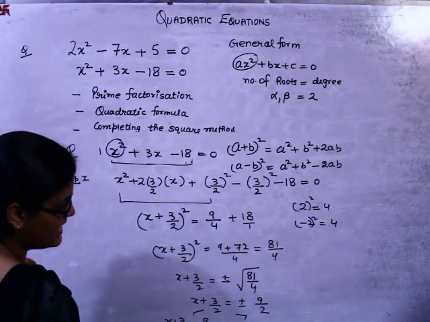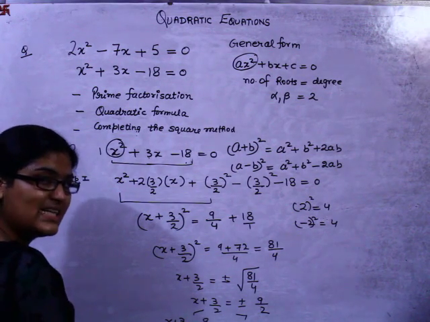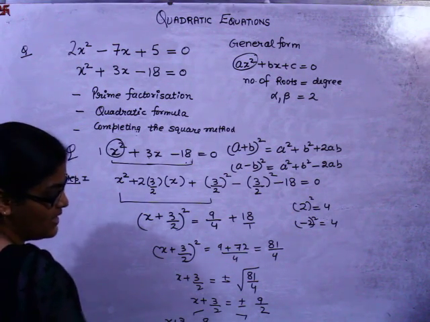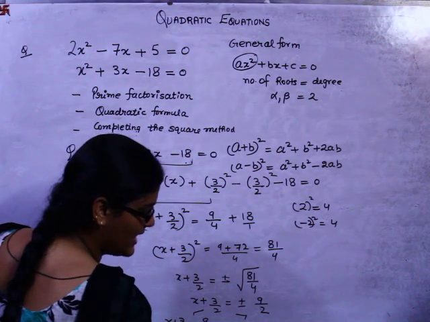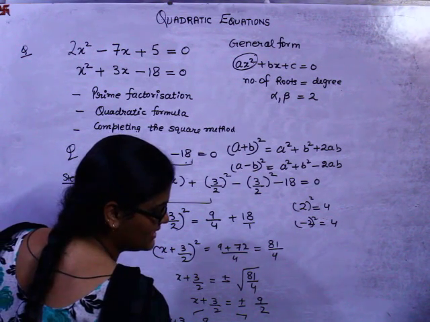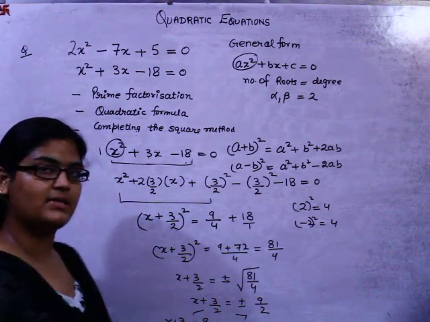So x is here 9 by 2 minus 3 by 2, 6 by 2, that is 3. And here x is minus 9 minus 3, that is minus 12 by 2, that is minus 6. So again we get the same answer.